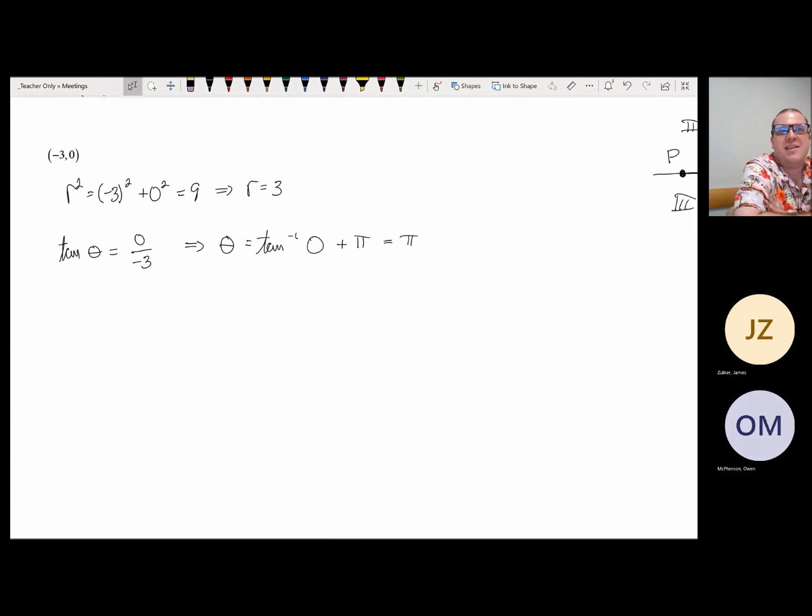Right, you could have also just done that here, right? You could have just observed that and gone, oh, look, -3, 0, that's the negative x-axis, clearly the angle's pi. So there's our point in polar. Again, using the convention of 0 to 2 pi.